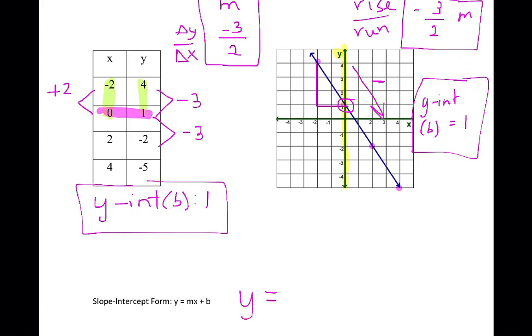So y equals, okay, I know I have to replace m with the slope that we found. Well, we found that our slope was -3/2, so I'm going to have y equals -3/2. I know behind slope, we put our variable x, and then I'm going to have plus b, so I'm going to put plus my y-intercept. Well, we found our y-intercept is a +1, so I'm going to put +1.